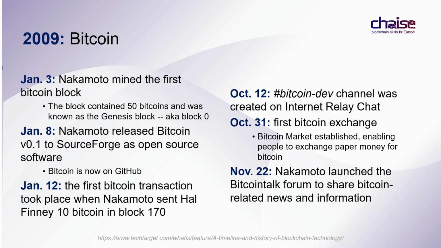On January 8, Nakamoto released Bitcoin version 0.1 to SourceForge as open source software. On January 12, the first Bitcoin transaction took place when Nakamoto sent Hal Finney 10 Bitcoins in block 170. On October 12, the Bitcoin dev channel was created on Internet Relay Chat for Bitcoin developers. On October 31, the first Bitcoin exchange, Bitcoin Market, was established, enabling people to exchange paper money for Bitcoin.